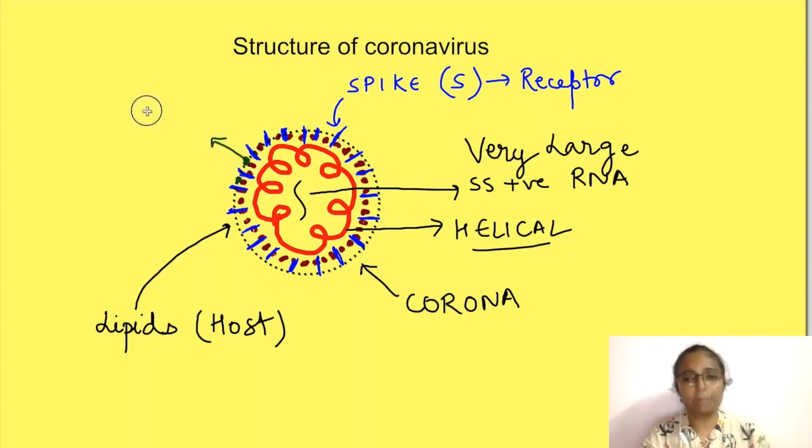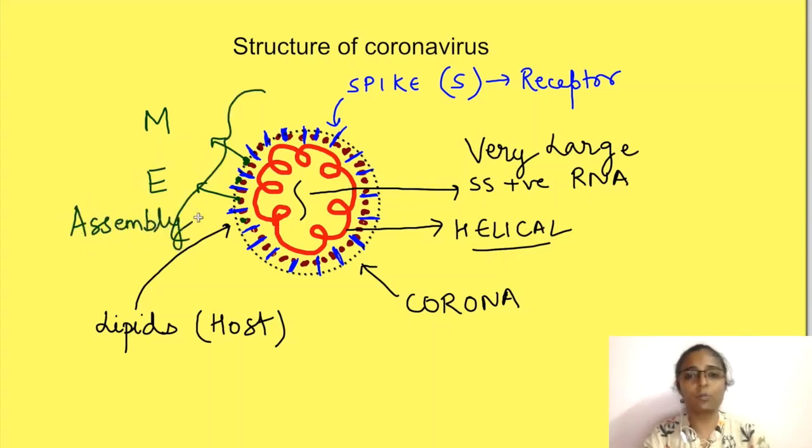Okay, there are two other proteins. One is known as membrane protein, M protein, which gives the virus envelope its shape, while the other is E protein, that is envelope protein. Both of these proteins are said to have roles in the assembly of the virus genome, capsid and the envelope. So, it brings all the components of the virus together as the virus leaves the host cell.